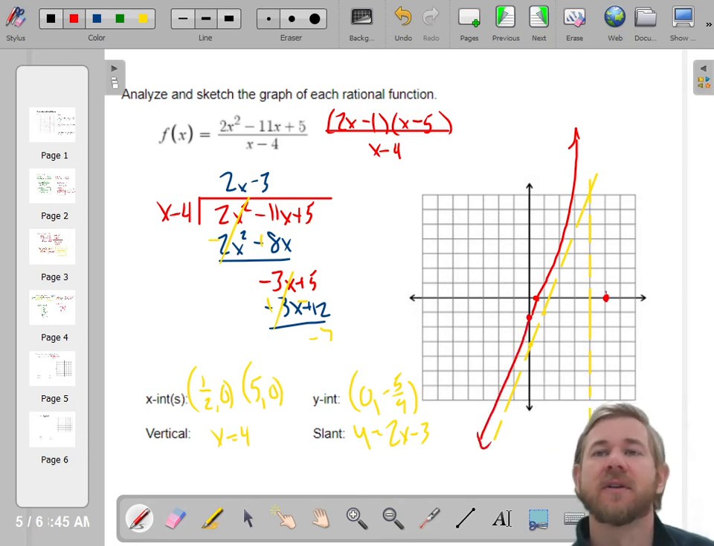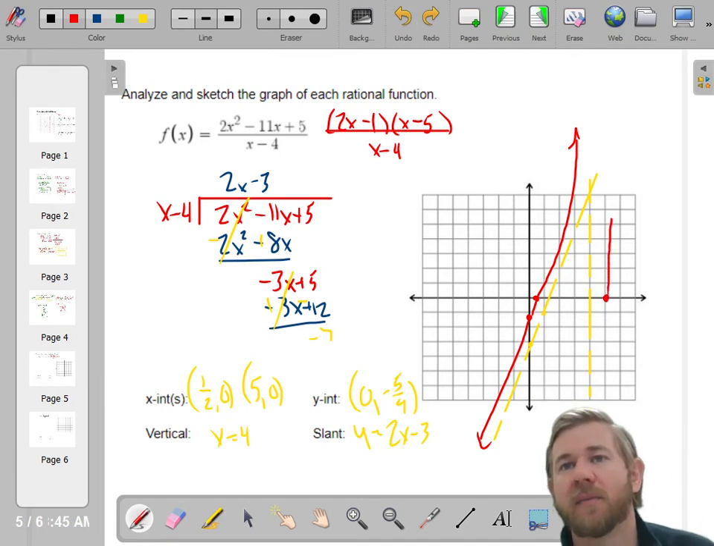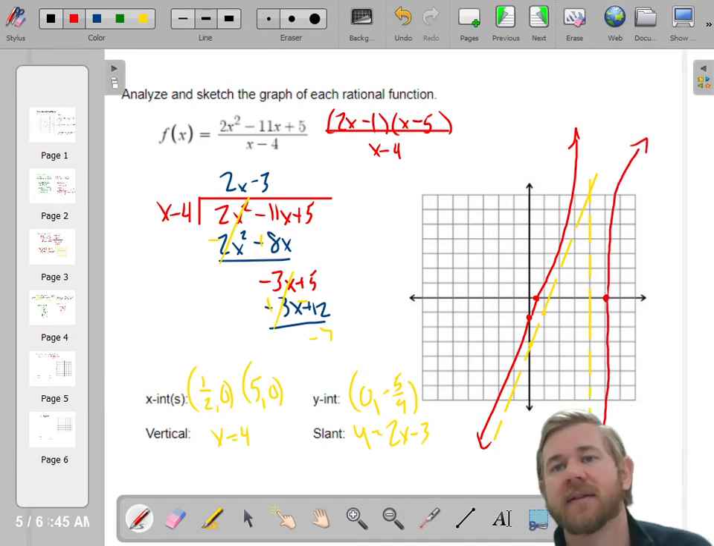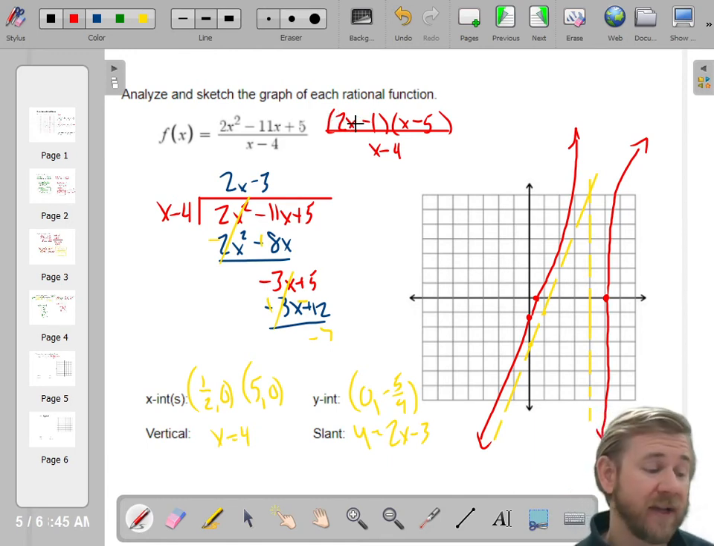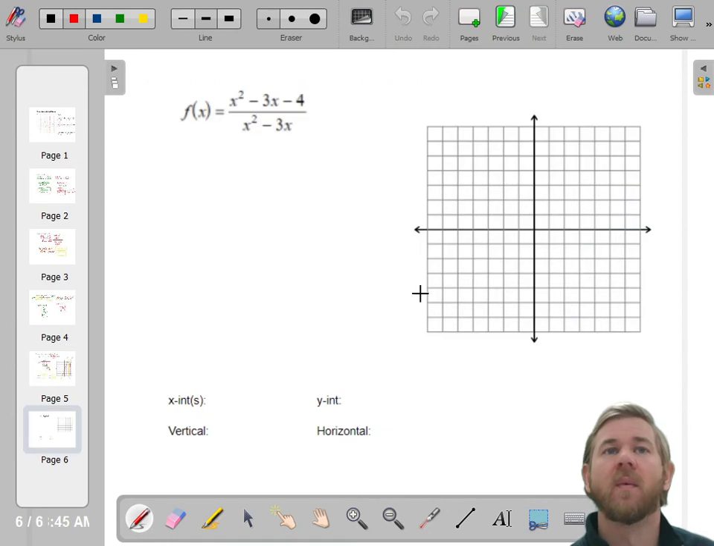And then this one's also going to go up, and eventually it's going to, now it doesn't go left. It's going to go up like that. So that's pretty easy to draw. Nice. All right, one more graph.